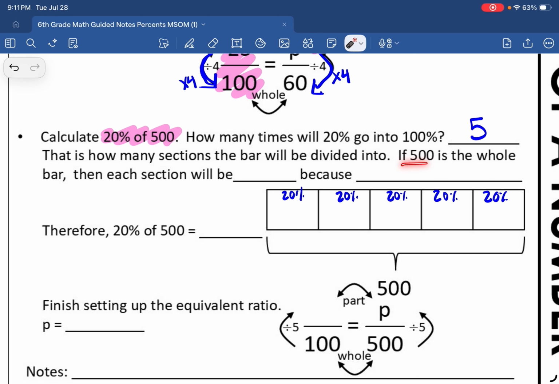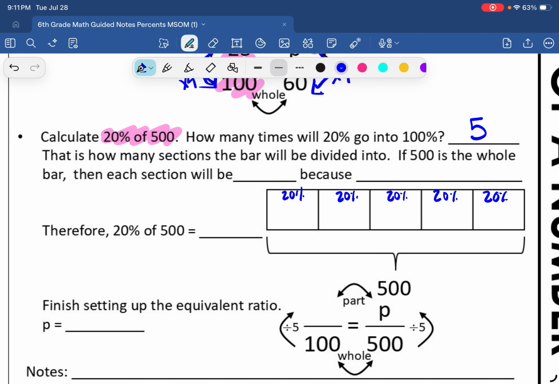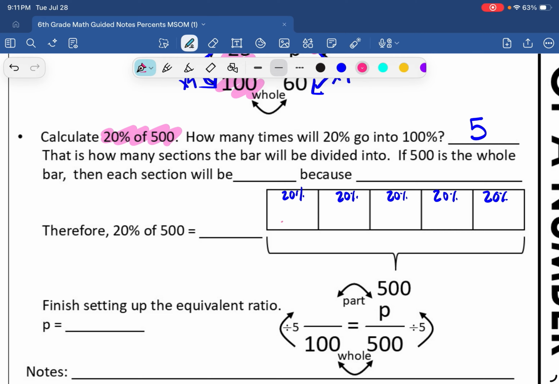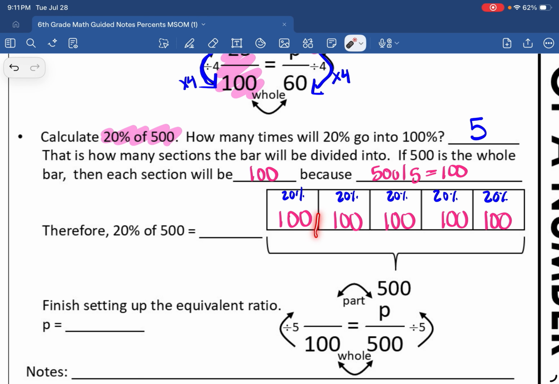If 500 is the whole bar, then I need to take 500 and divide that into each of these sections. So I'm going to divide it by 5. That means each section will be 100, because 500 divided by 5 is 100. Therefore, 20% of 500 will be 100.